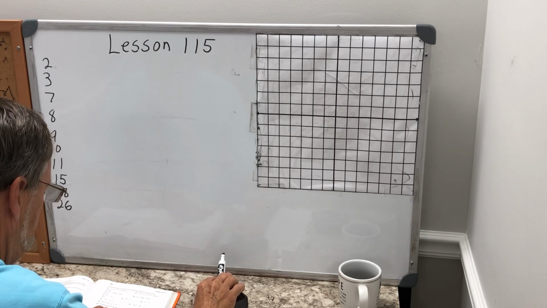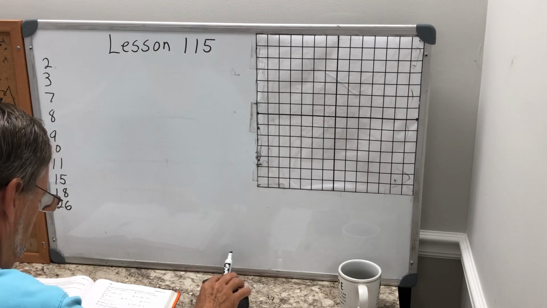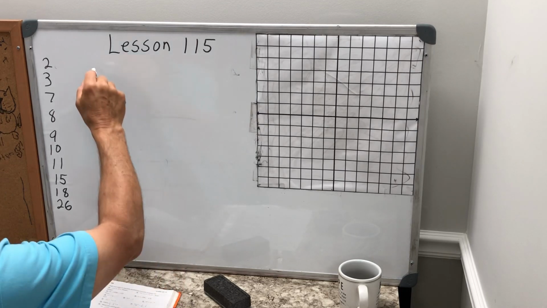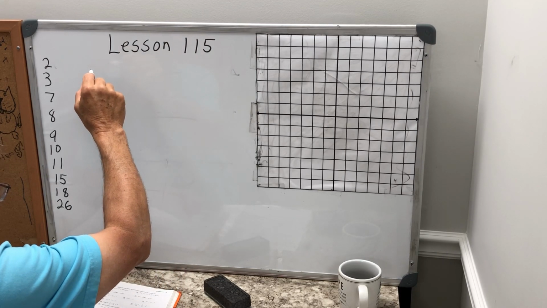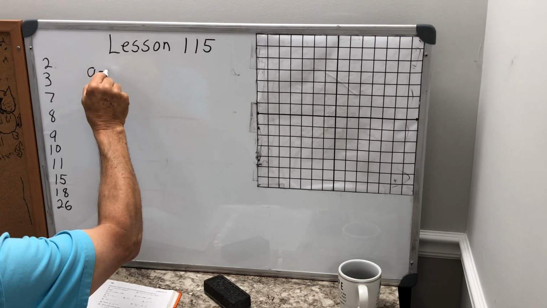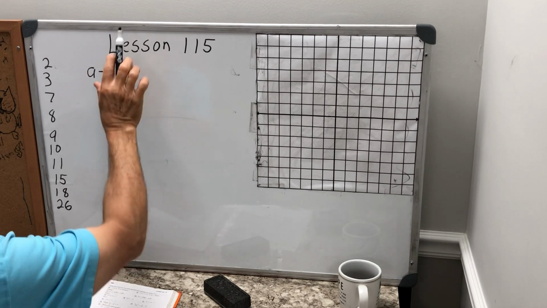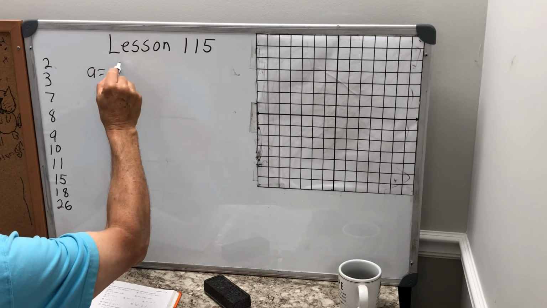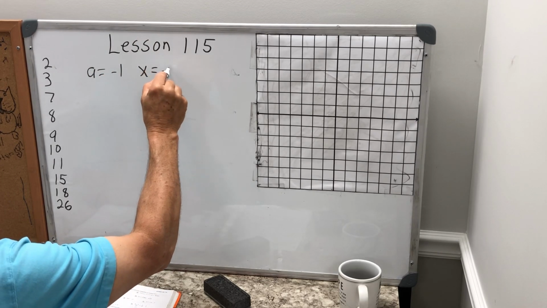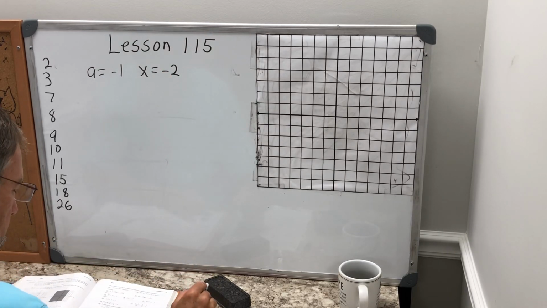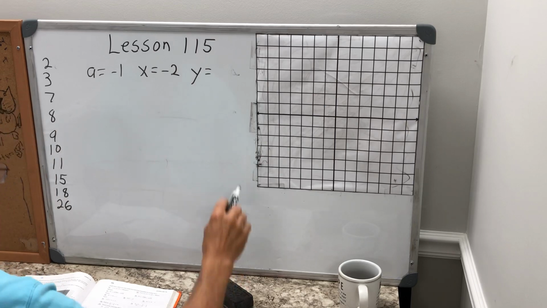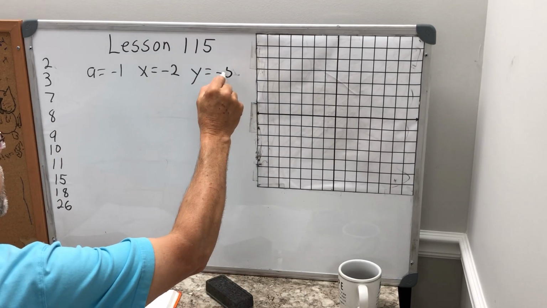Number 26. I'll just put up here the different A. The solution to A is A equals -1, X equals -2, and Y equals -5, correct?